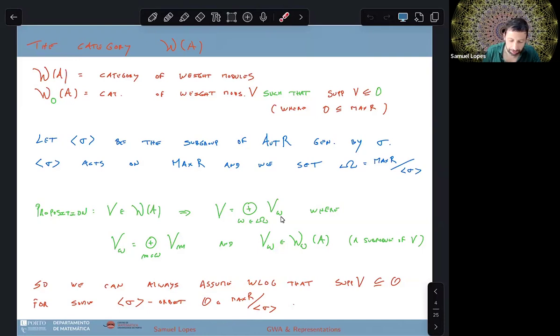and I'm going to call the set, which is not really a set, W of A. Okay, and if I'm just interested in weight modules that have support in a specific set of maximal ideals, then I will put that set of maximal ideals here as an index. Okay, so this means weight modules whose support is contained in O.